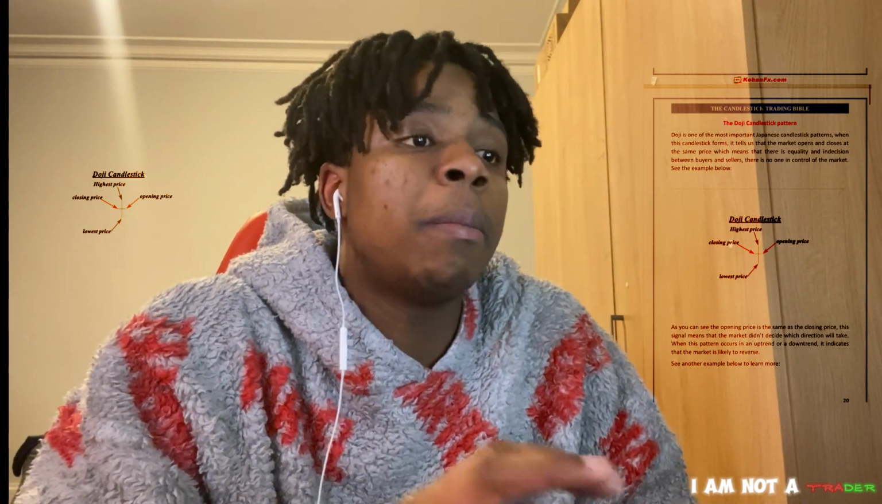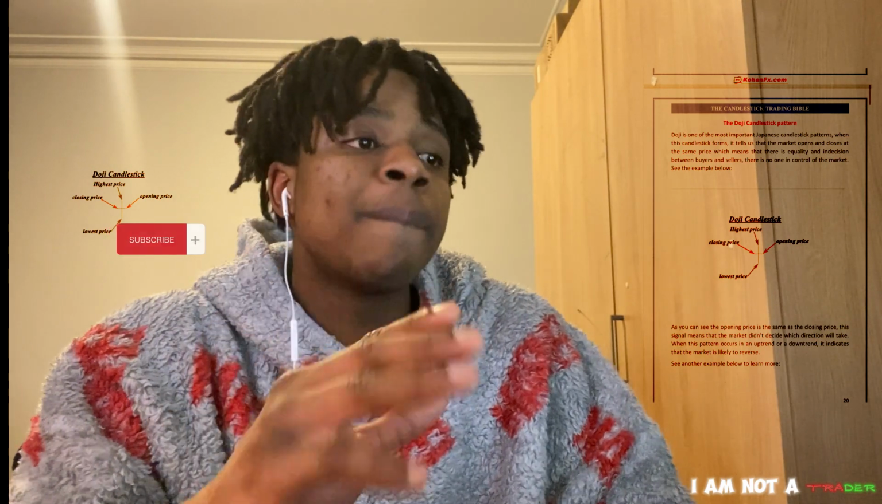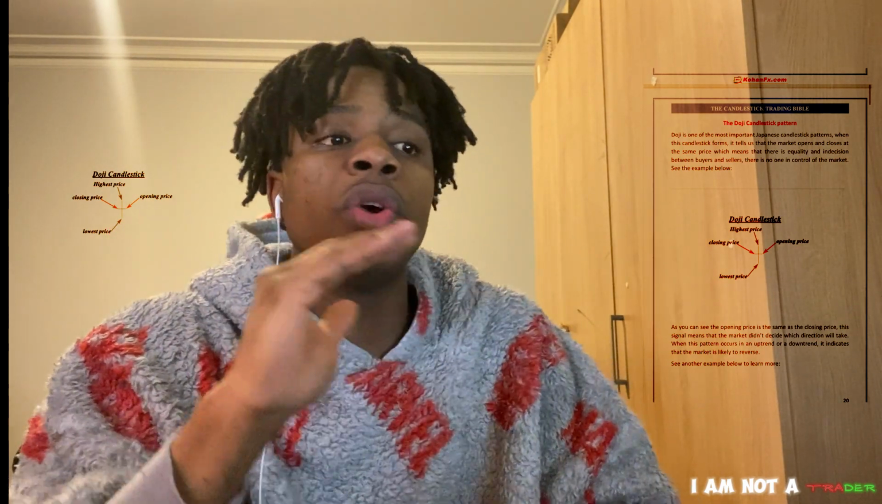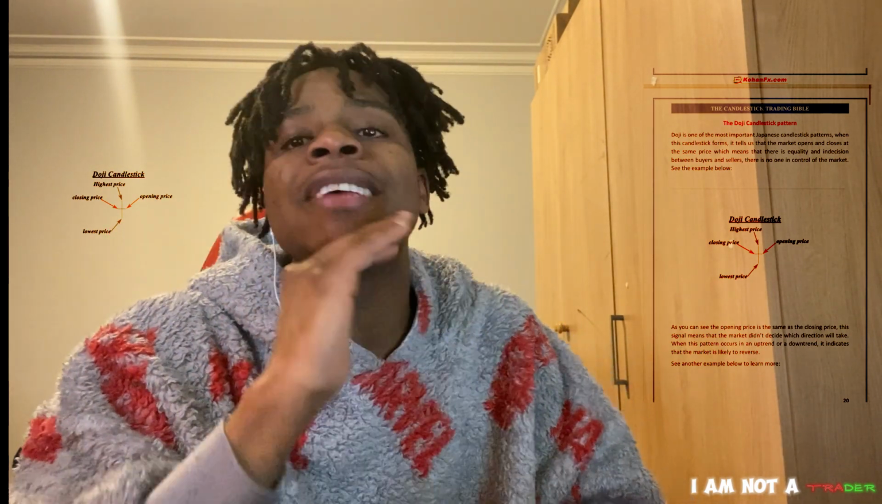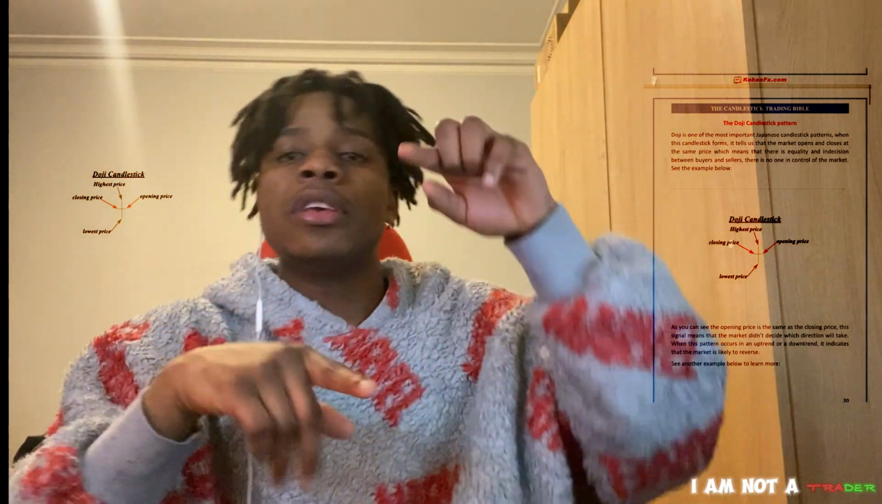This signal means that the market didn't decide which direction it will take. When this pattern occurs in an uptrend or a downtrend, it indicates that the market is likely to reverse. So if a doji occurs at the bottom of a downtrend, it's likely to reverse to an uptrend. But if a doji appears at the top, it's likely to reverse downwards. Easy as that. So you can see an example here.